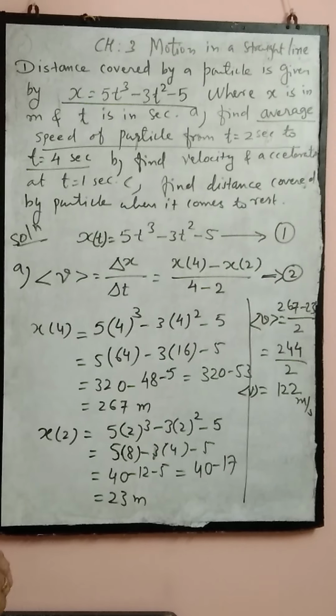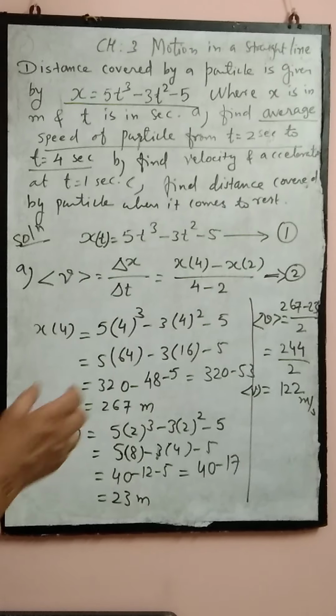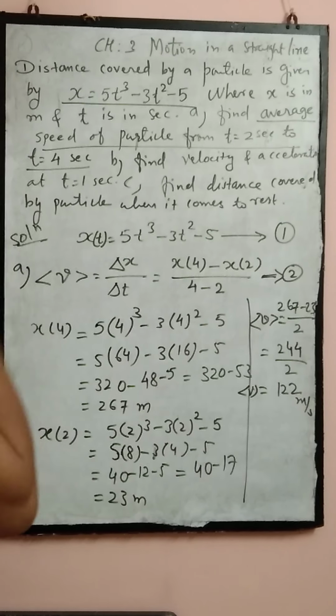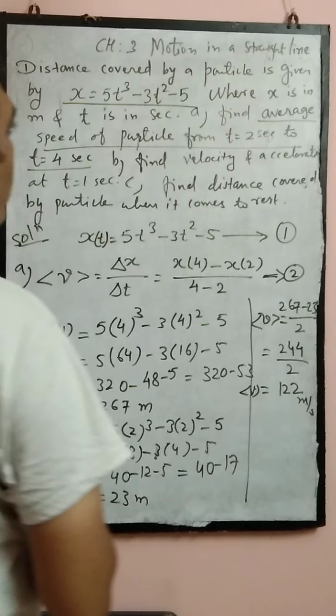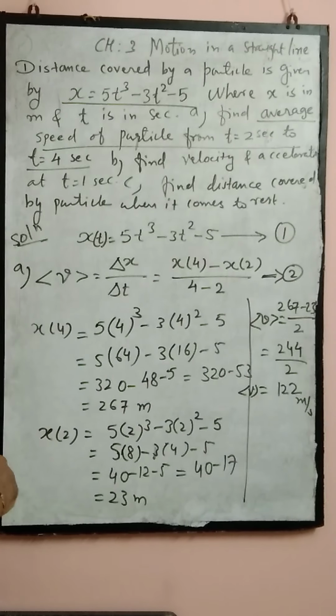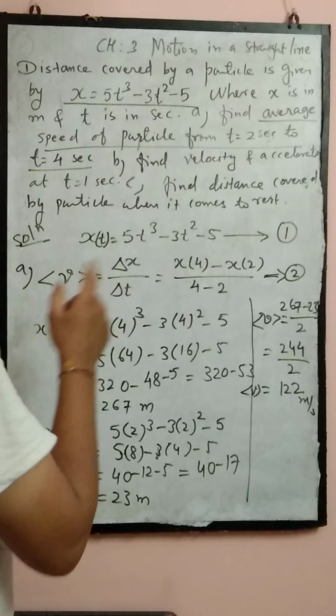So this is the way you can find the first question: find the average velocity of the particle between t equal to 2 second to t equal to 4 second. Now, what is the second question?